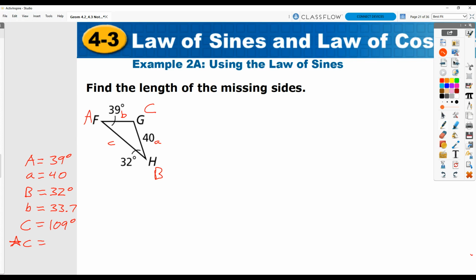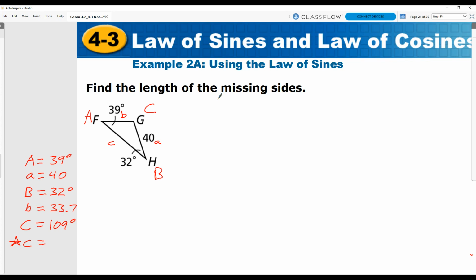So here's back to our triangle. Here's all of our information. We're going to say sine of angle A over the length of A is equal to sine of angle C over the length of C. So there's going to be our proportion. Now that we got that set up, we're just going to fill in the numbers. Sine of angle A, and angle A is 39 degrees, over the length of A, which is 40, is equal to sine of angle C, and angle C is 109 degrees, over the length of C. And that's what we don't know. That's what we're trying to figure out, what the length of C is going to come out to.